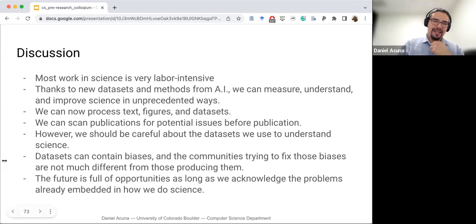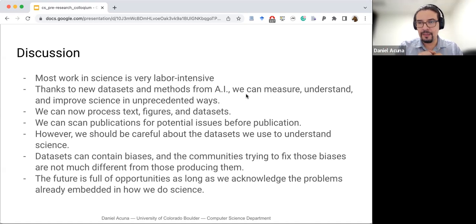All right, so I'm going to close the showing of the work that I've done by saying that there are a lot of potential opportunities for using AI. Most of the science that we do today is very labor intensive, but AI has made so much progress in natural language processing, computer vision, and graphs, that we can use those techniques and apply them to science. We can accelerate how we discover new knowledge.